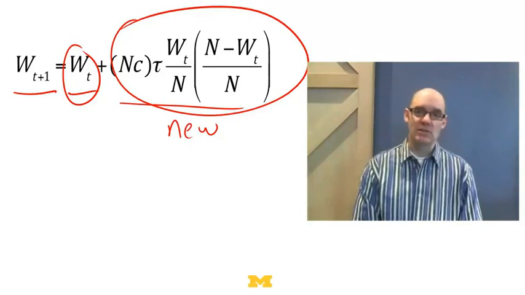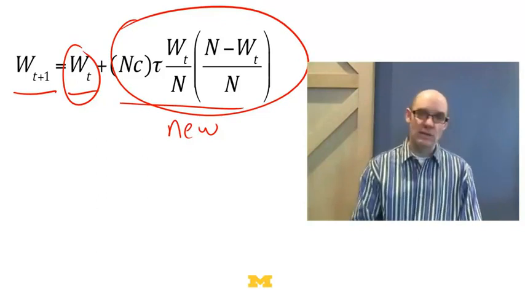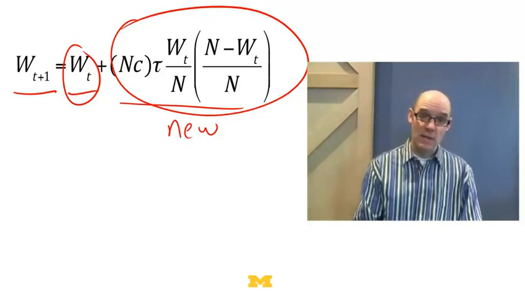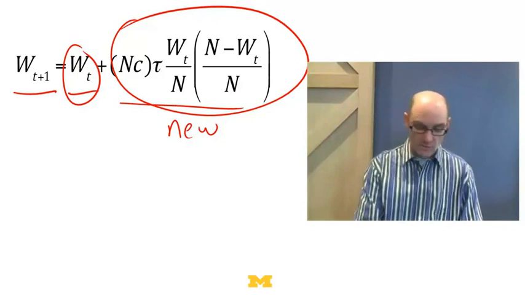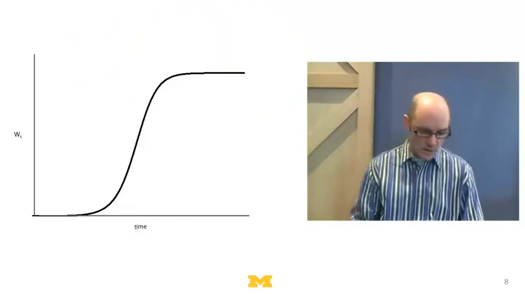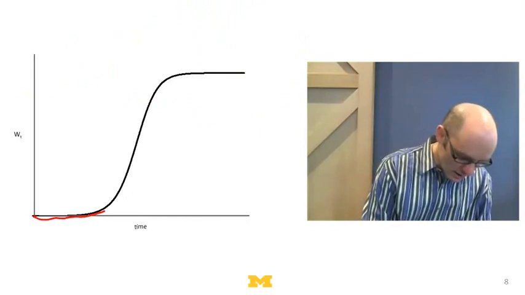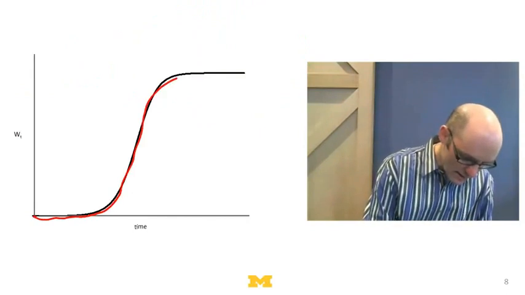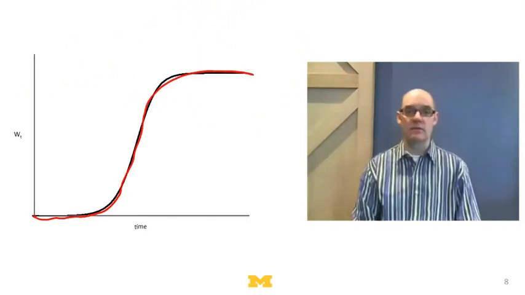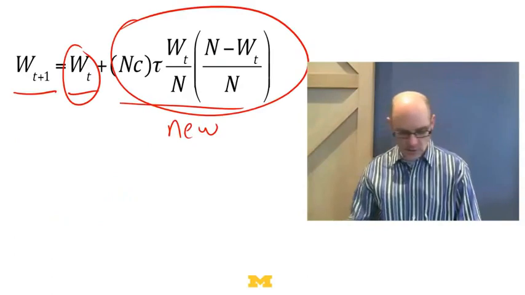So what epidemiologists do is they use this equation to try and say, okay, what does this tell us about the spread of a disease, or the spread of diffusion in this case of disease? Well, it's going to look like this. It's going to start out really low, and then it's going to go really fast, and then it's going to get really slow again. Well, why is that? Let's look at this equation a little bit.